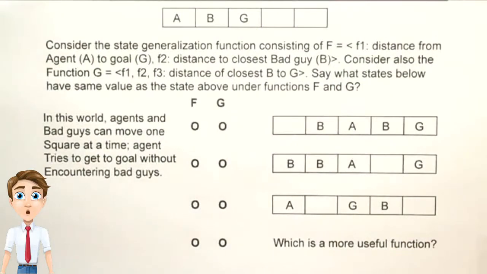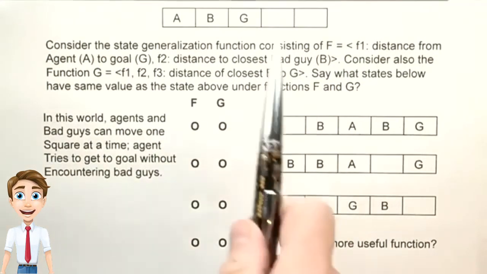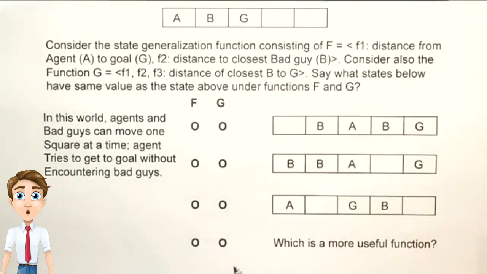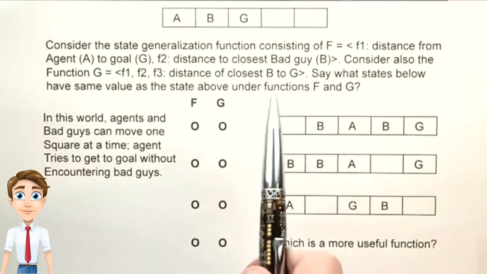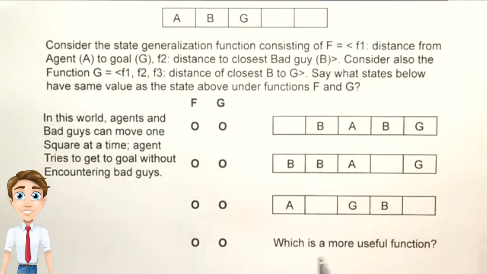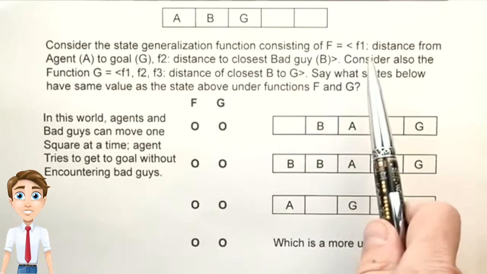This question involves function generalization in reinforcement learning, and we're operating in a one-dimensional environment of squares. We're going to consider a state generalization function. That is, a function that takes a state such as this and condenses it into some features to represent that state. And the first function we're going to consider, f, has these features.